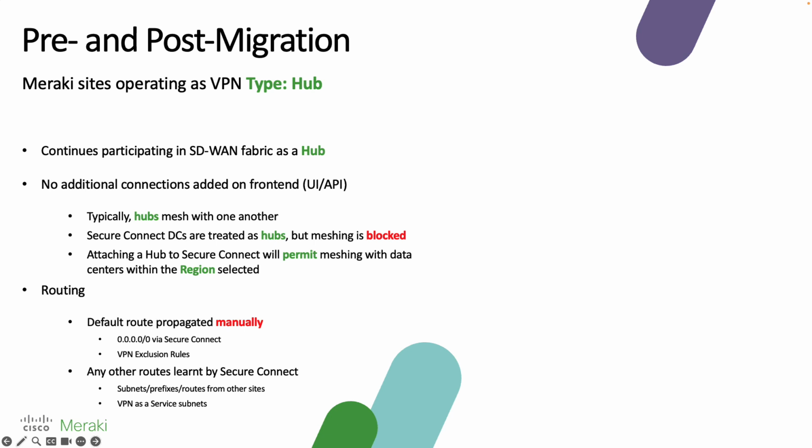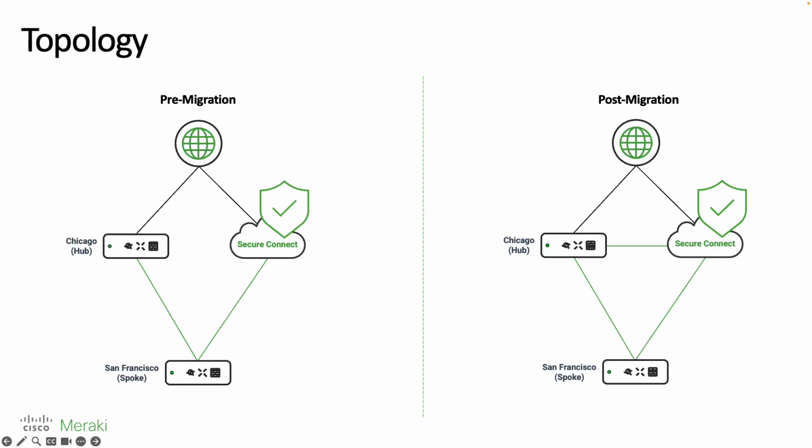In terms of routing, we won't see the default route propagated automatically. We'll see what we have to do in the configuration to have that propagated. But any other routes learnt by Secure Connect will be propagated to the hub for reachability. In terms of the migration, it's going to look pretty straightforward. We have our Chicago hub and Secure Connect, and we're going to be building a connection between those two.